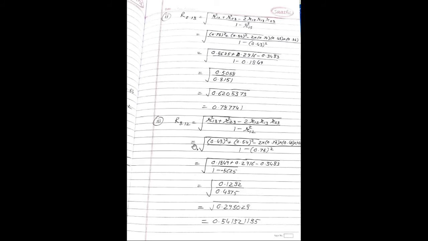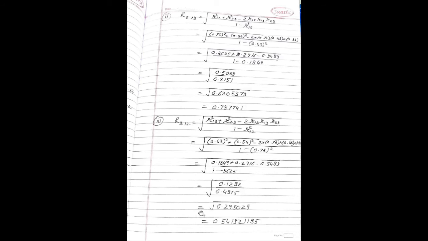Capital R3.12 is equal to square root of 0.43 square plus 0.54 square minus 2 into 0.75 into 0.43 into 0.54 divided by 1 minus 0.75 square, which is equal to 0.1849 plus 0.2916 minus 0.3483 divided by 1 minus 0.5625, which is equal to square root of 0.1232 divided by 0.4375.